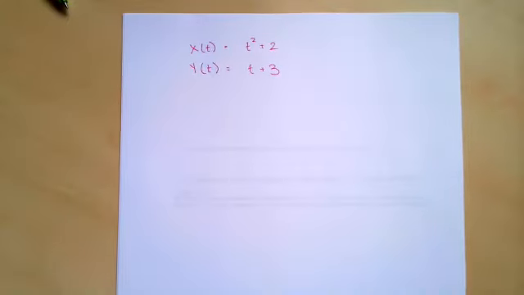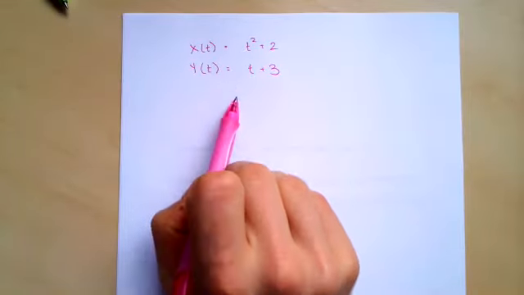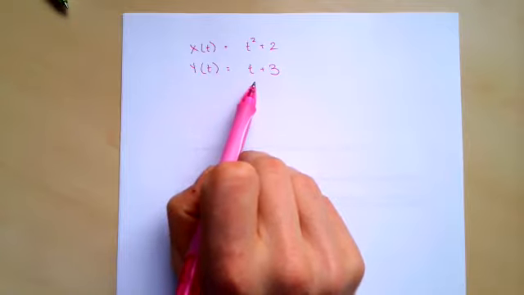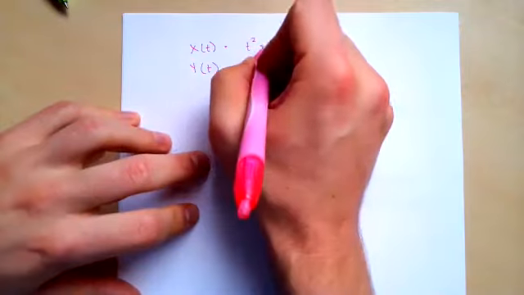I think I took a picture of what I got. Is this what you had? Sorry, let me make sure I wrote it correctly. Y is t plus 2 and x is t squared minus 3.